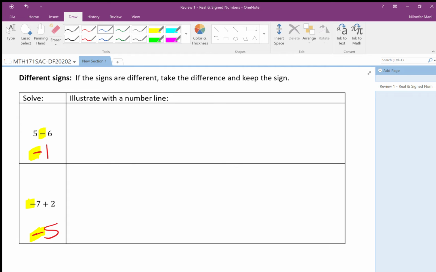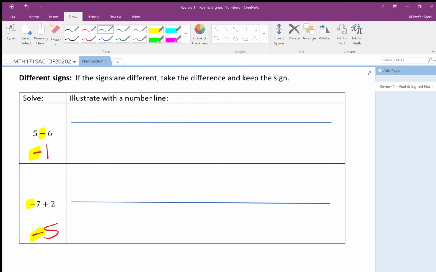How do I show this on a number line? I can make a number line here, and I can make a number line here, for example. So I find 5 minus 6. I need to find 5 and go 6 to the left, so I need to have room for that. So I do 0 here, and I do 1, 2, 3, 4, 5, and 6. I just pay attention to graphing skills and graphing techniques.